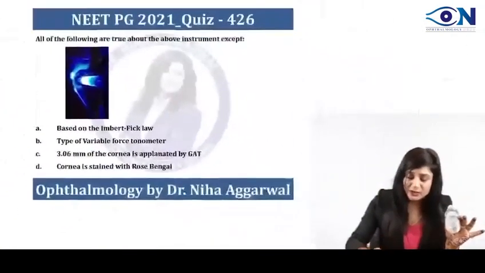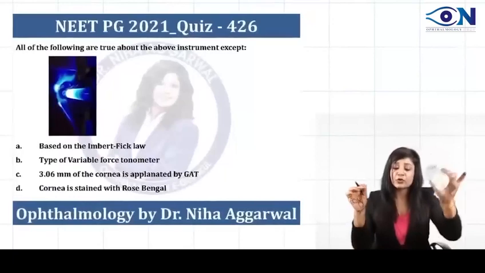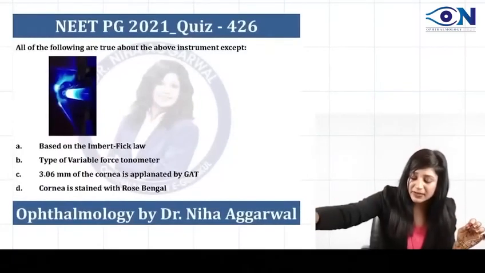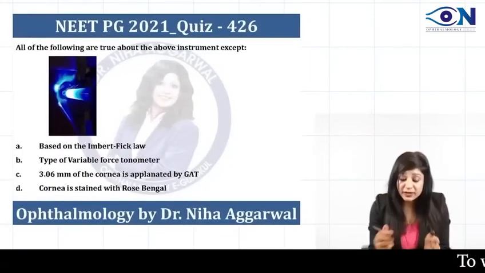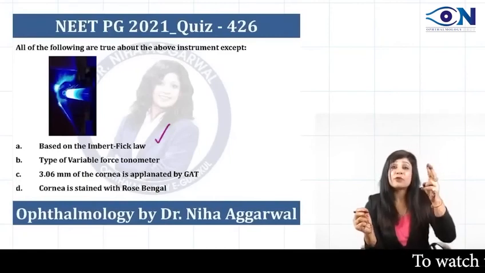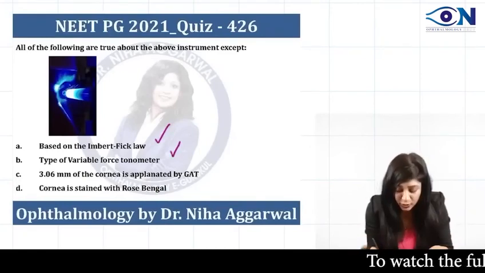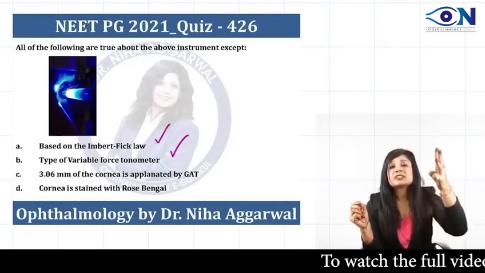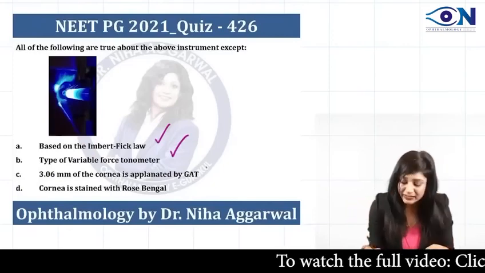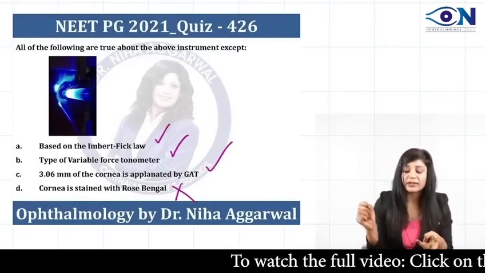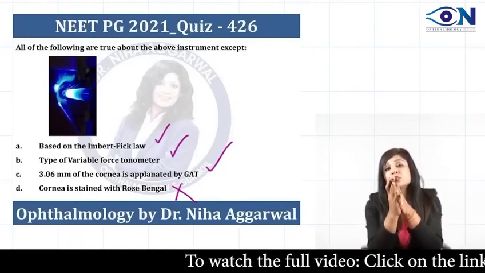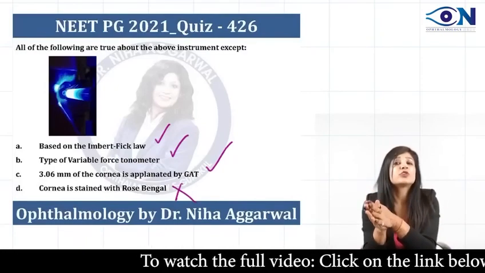Now see this question and answer it. All of the following are true about the above instrument except. Is it based on Imbert-Fick law? Yes. Is it a variable force? Yes, because the area was fixed. This is also true. 3.06 mm of cornea is applanated. This is also true. So what is wrong? The cornea is stained with rose bengal, but you know that it is stained with fluorescein stain.